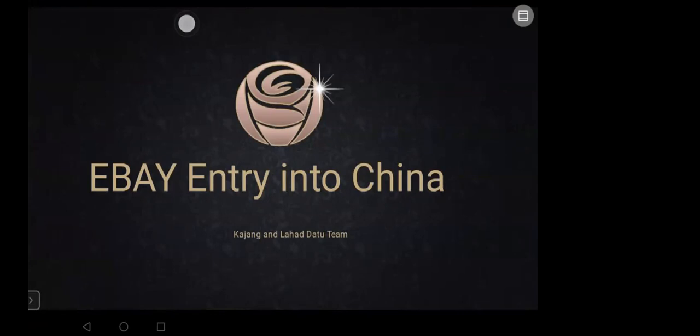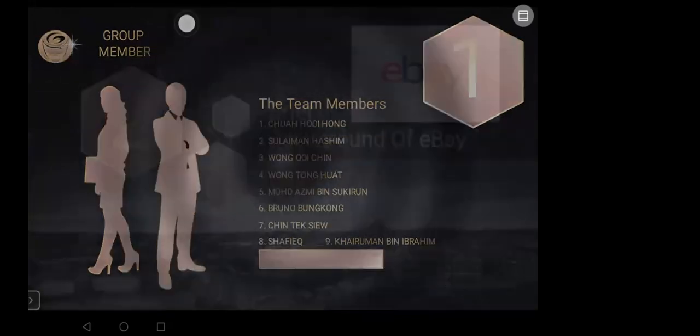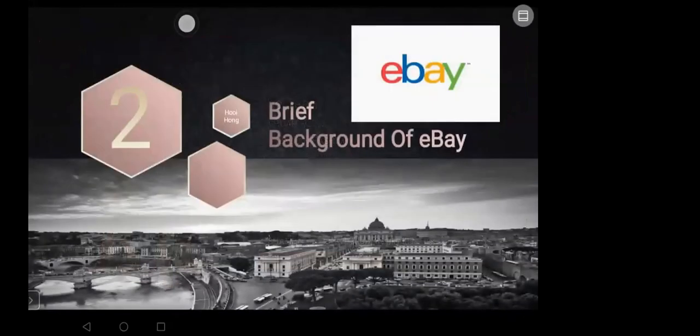Sure. Okay. So our team members are 9 members, both from Kajang and Lahat Datu team. As you can see from this list, number 1 to 9, the slides that we did are according to this sequence. The first one will be by Mr. Chua, then next will be Sulaiman, then by me, according to the slide topic. So we will ask Mr. Chua Hoi Hong, and you can see his name on this. He will be talking on the brief background of eBay.